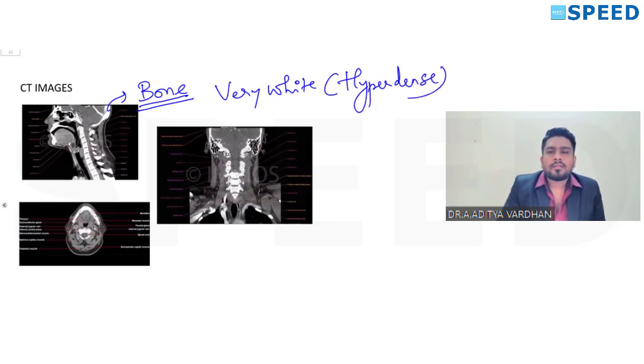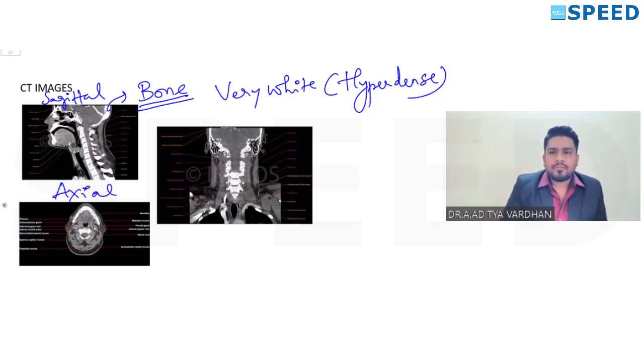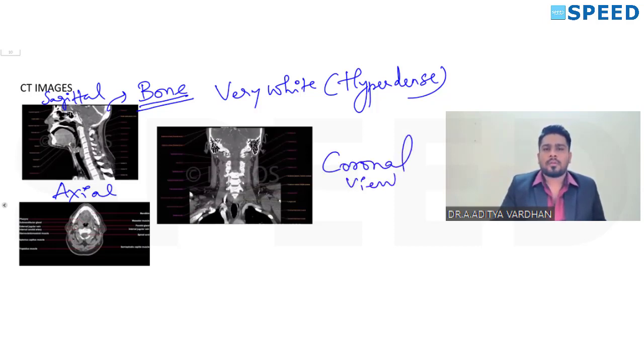And what are the three views I have given you here? This is a sagittal view. Take them like this, cutting the patient in half like this. So this is a sagittal view and this is an axial view of the CT scan of the neck, sagittal view, CT scan of the neck, and this is the coronal view, CT scan of the neck.